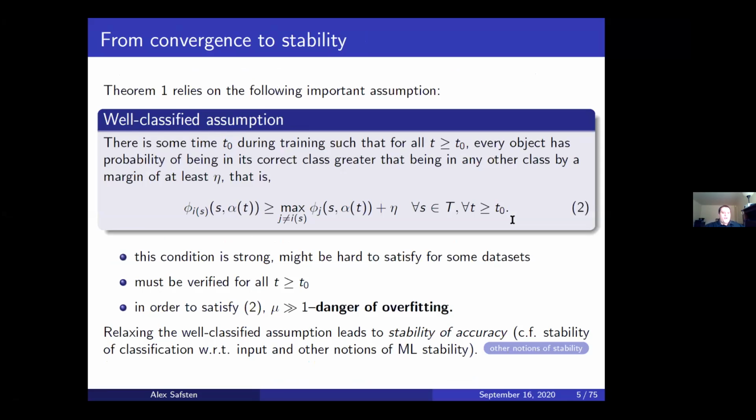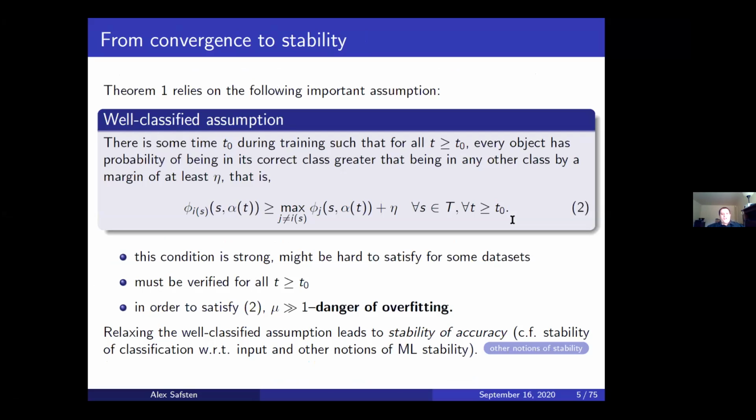However, this theorem depends on an important assumption, which is that at some time t naught during the training process, and for all later times, every object in the training set is correctly classified and is placed in its correct class with probability greater by eta than any other class. So not only is each object correctly classified, but it is correctly classified by some fixed margin.